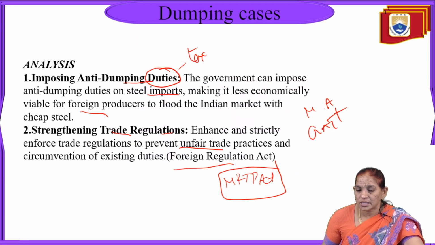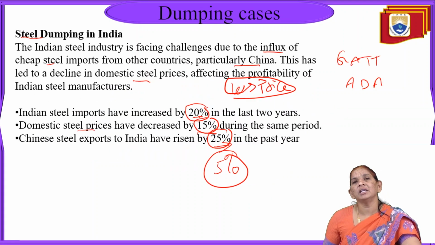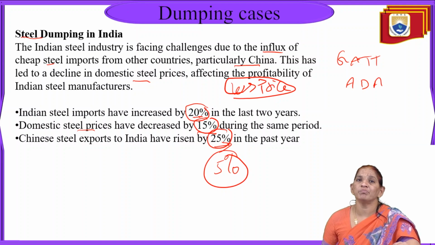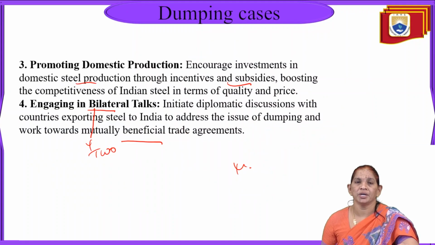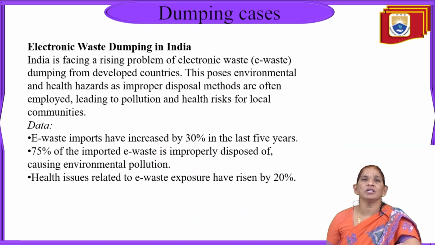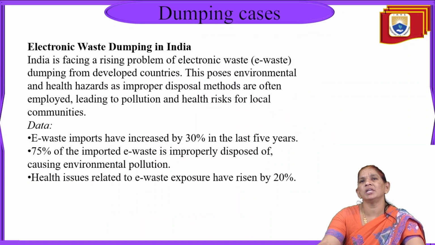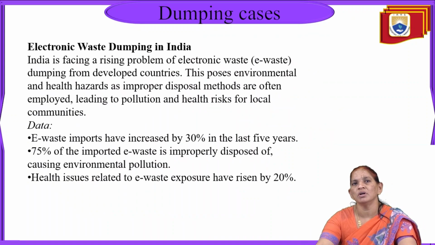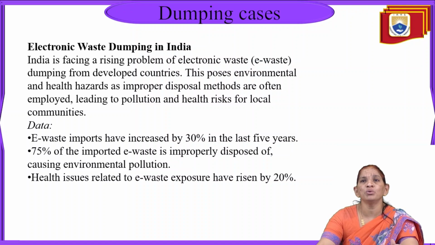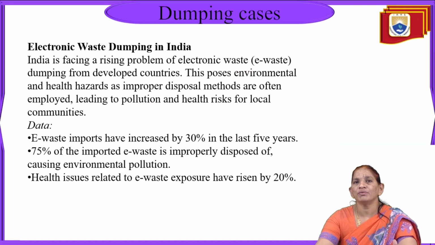So these are some of the analytical discussions we can do relating to steel dumping in India from China. With this example, we can go for another example relating to dumping also. India is facing a dumping problem in the form of electronic waste. As we know, e-waste is a very big problem for every developing nation.